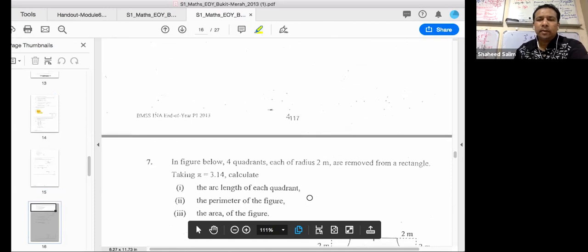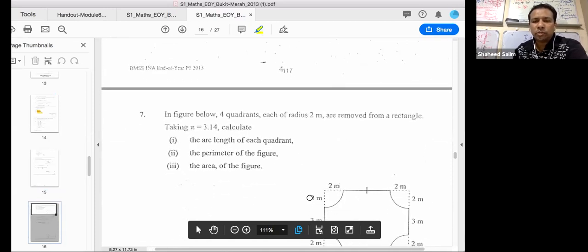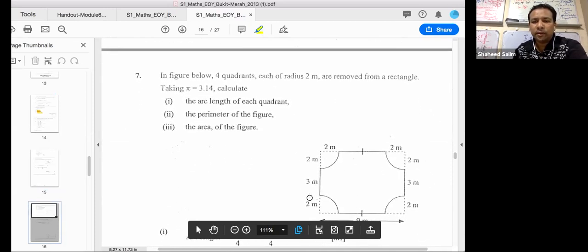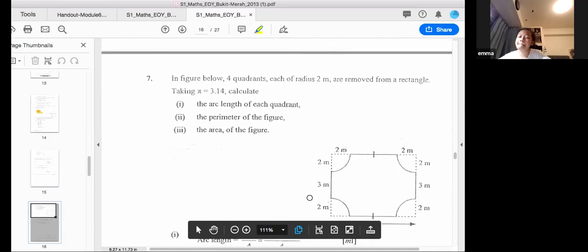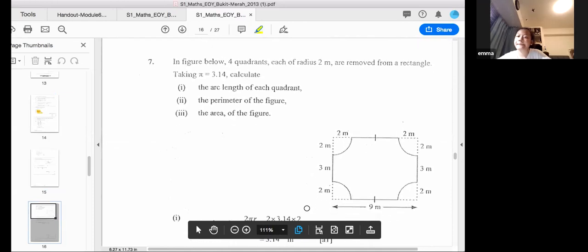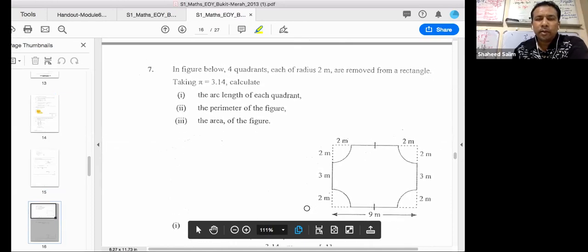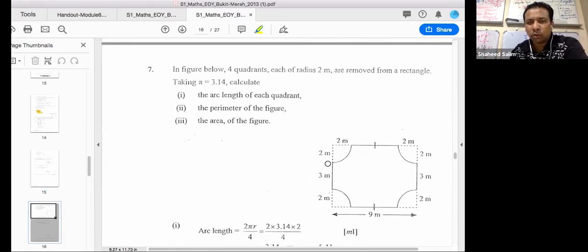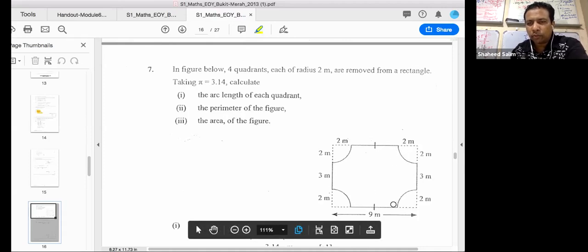Okay. So down here, we must show the drawing here. Now down here, they're asking you, there are 4 quadrants. This is a quadrant, a quarter of a circle. A quarter of a circle is a quadrant, quadrant, quadrant. If you put all these quadrants together, you can get the shape of a full circle.